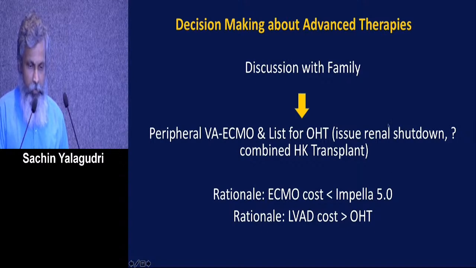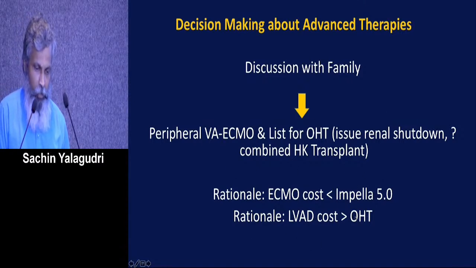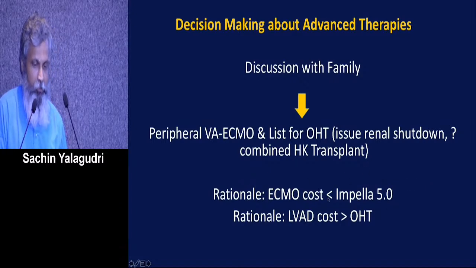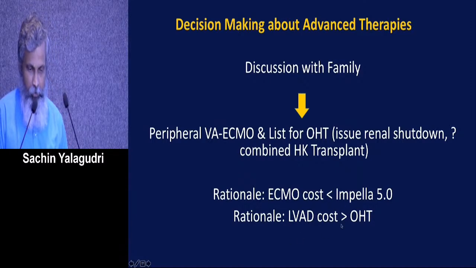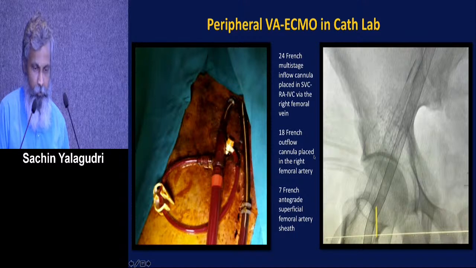So there is a renal shutdown, and all that complicates the whole issue here. Then, why was ECMO considered over Impeller? It was because of the cost constraints, obviously, and heart transplant versus LVAD, again the cost issues here. We'll see how it happened over a period of time.